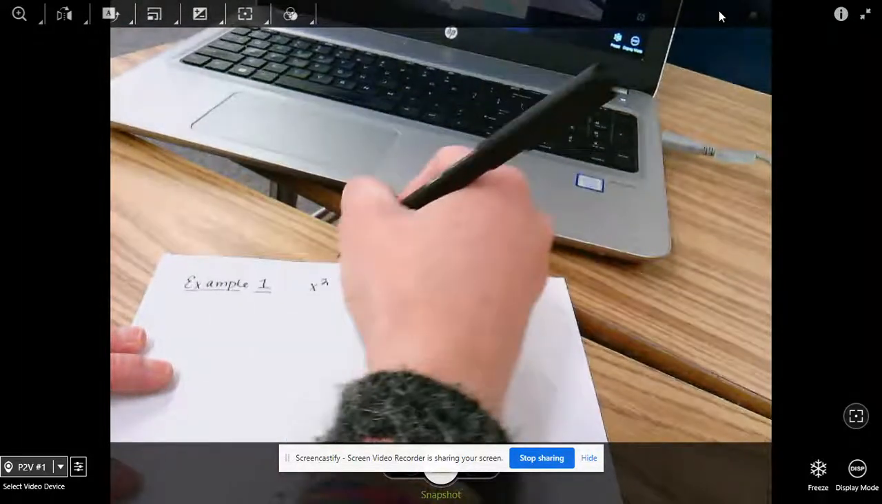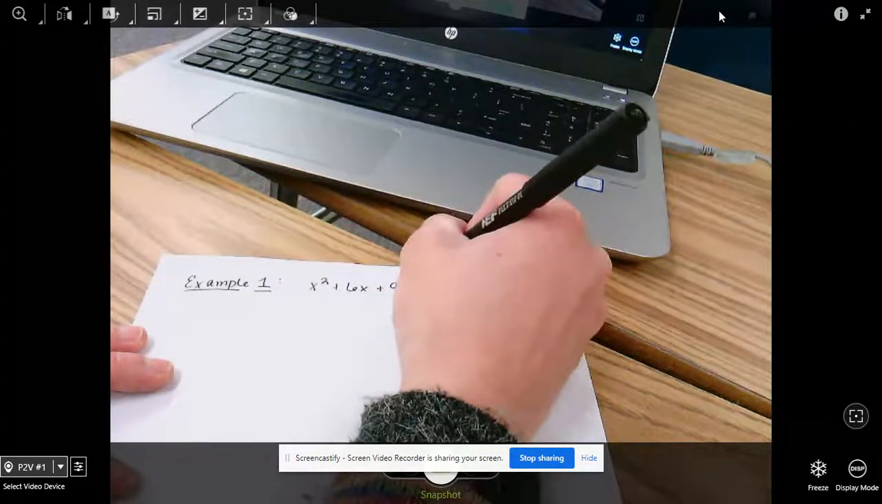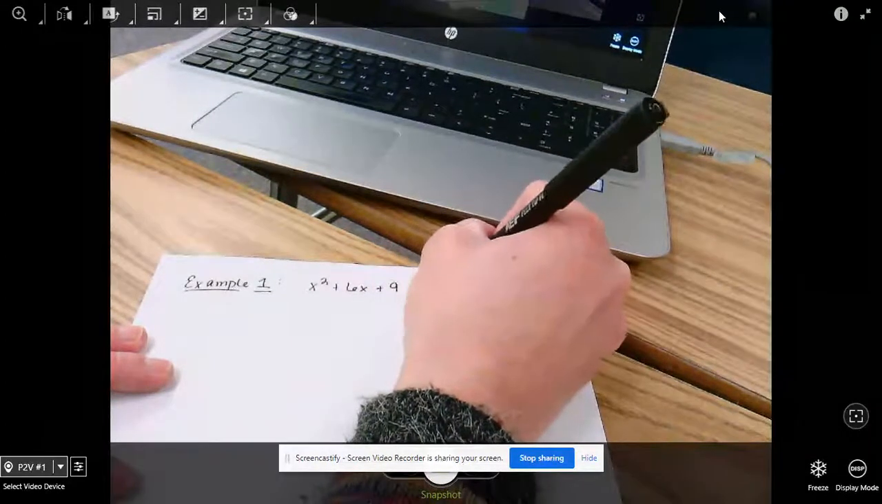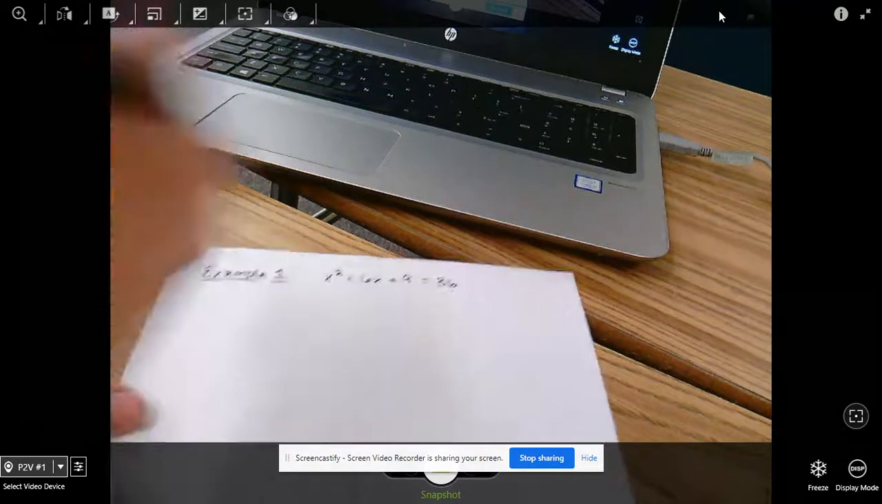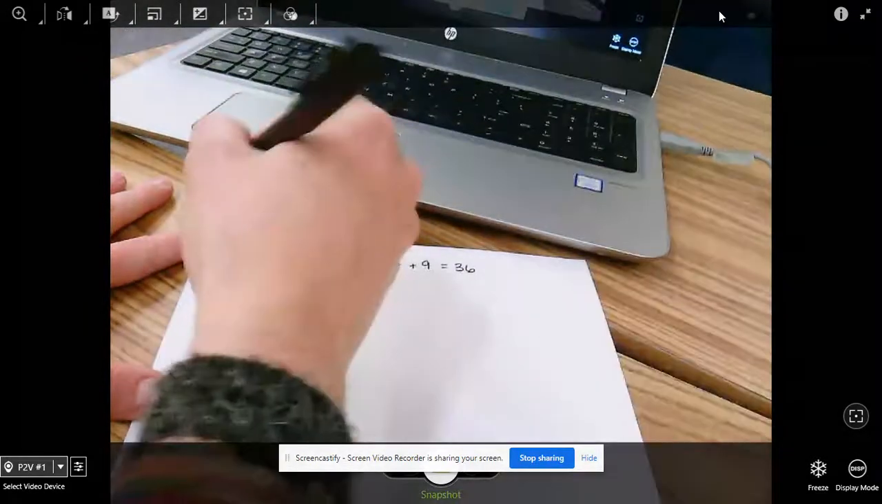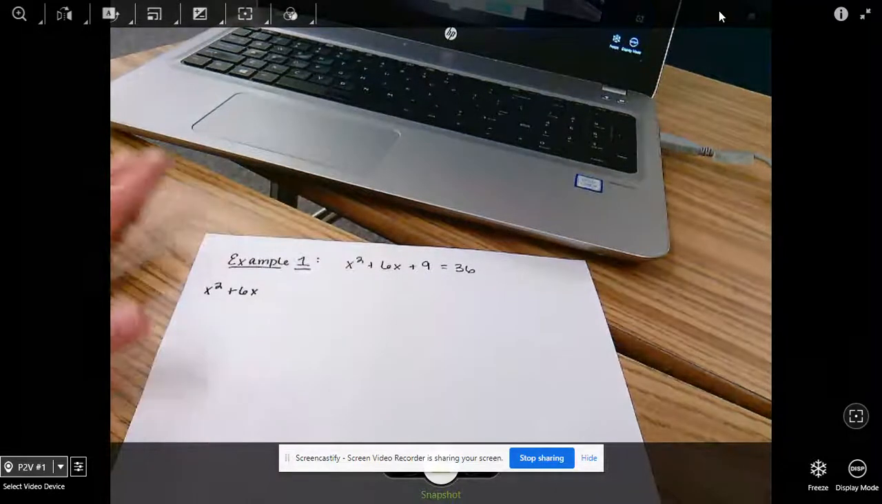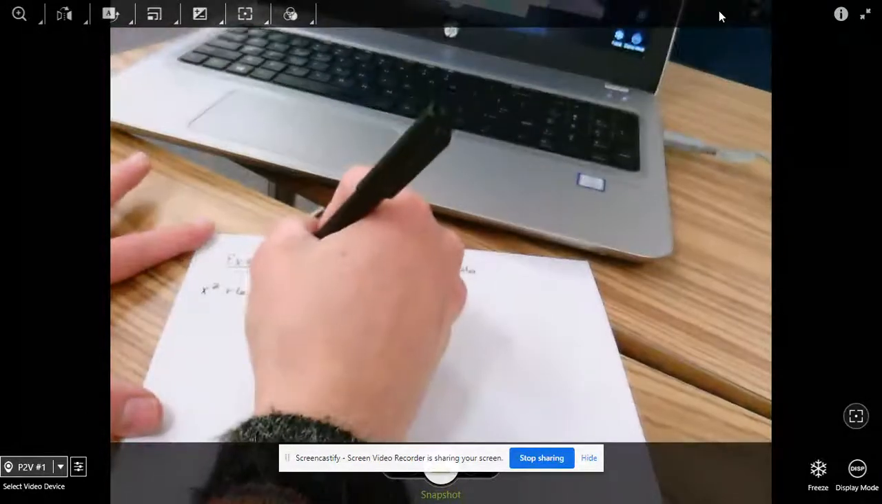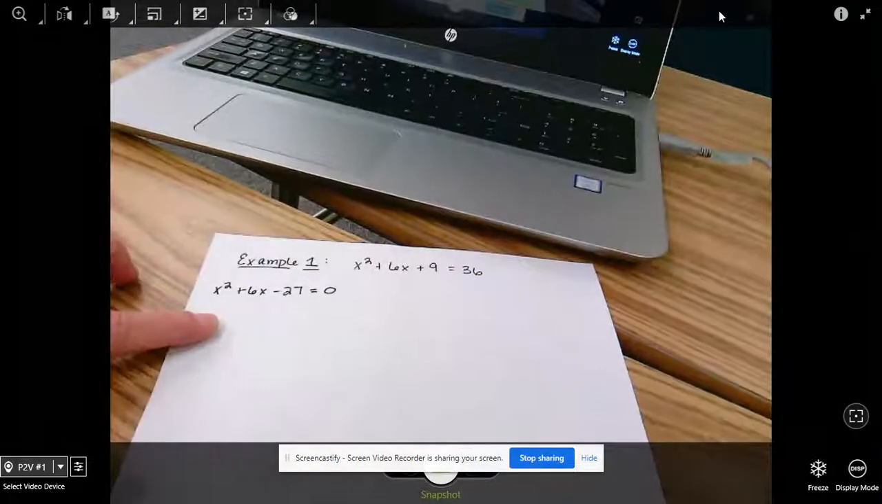For instance, x squared plus 6x plus 9 equals 36. Okay, how would you solve this equation? Okay, so the former way that you would do it is you'd bring everything to one side. When you subtract 36, you're going to get a negative 27. So this is how you would normally solve it.